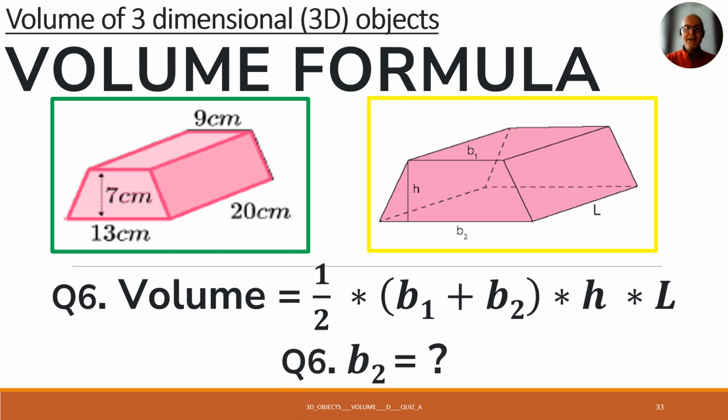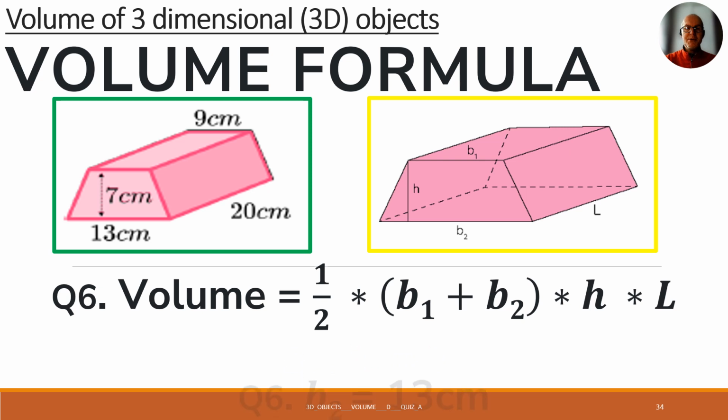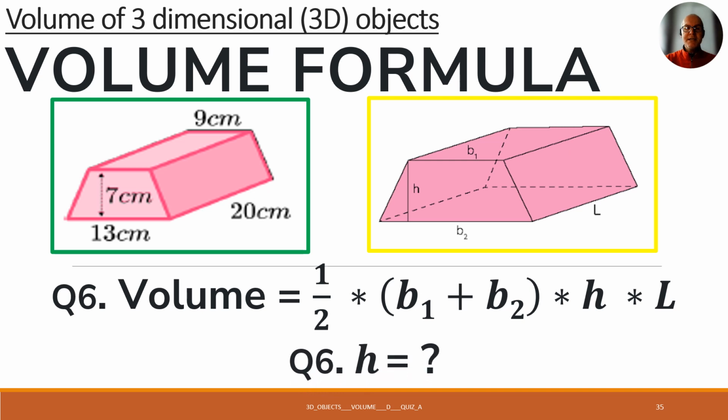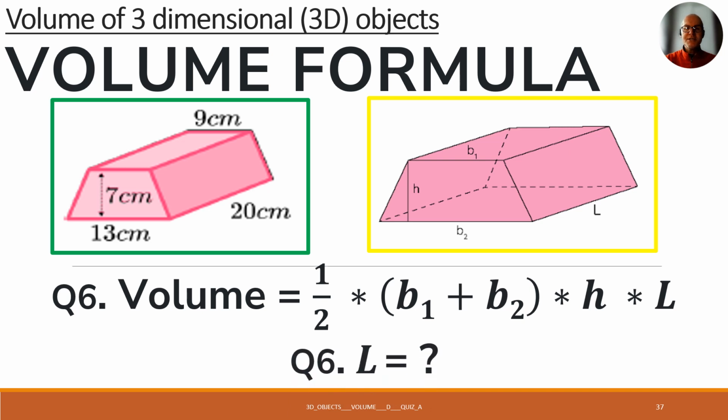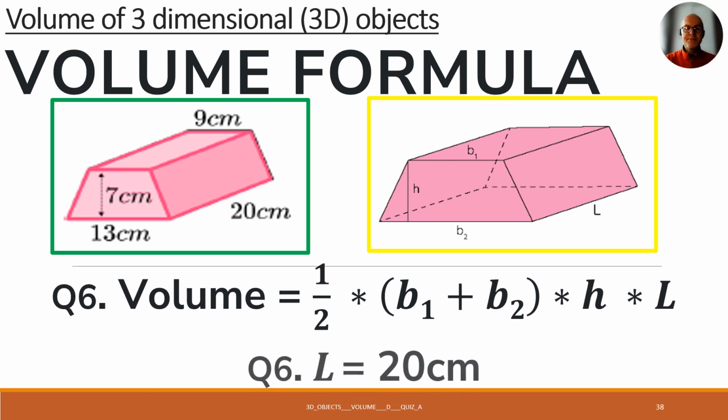Next variable we need to know is B2. So B2 is the length at the bottom. We've got the length at the bottom over here, so it's going to be 13 centimeters. Next variable we need is the height, h. So h is here in our template, h is here 7 centimeters in our actual worked example. So h is 7 centimeters. And that leaves us with L. What's L? L in our template here is the length of the prism. Over here it's 20 centimeters.